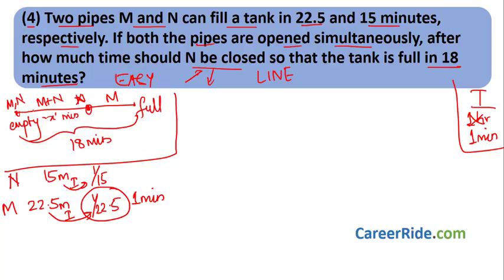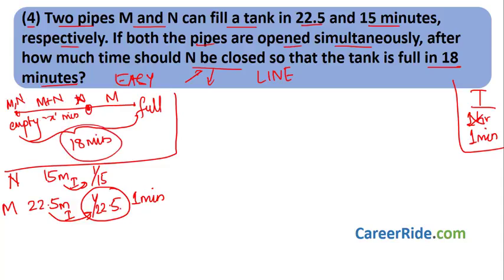Now over here in this line diagram, we see that M and N are on, then N gets closed, only M is on. That means M is on for the entire time. So M is on from empty to full. Pipe M is on continuously from start to end. That means M is on for 18 minutes.